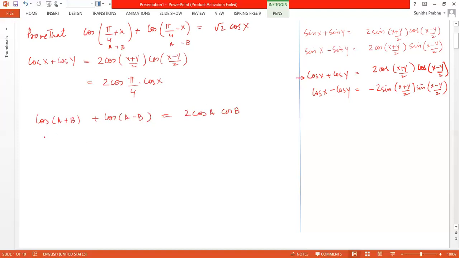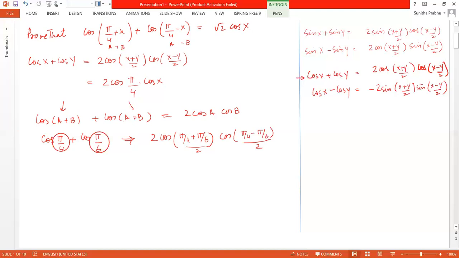Supposing you are not given like this, supposing you are given like cos pi by 4 plus cos pi by 6. Then here what you will have to do, you will say this is going to be equal to 2 cos of pi by 4 plus pi by 6 whole thing divided by 2 into cos of pi by 4 minus pi by 6 whole thing divided by 2. So if you are given it as a single angle, cos x plus cos y, then you have to do x plus y by 2, x minus y by 2. But if you're directly given as sum of two angles and difference of two angles, you can put a and b directly. Did you understand?